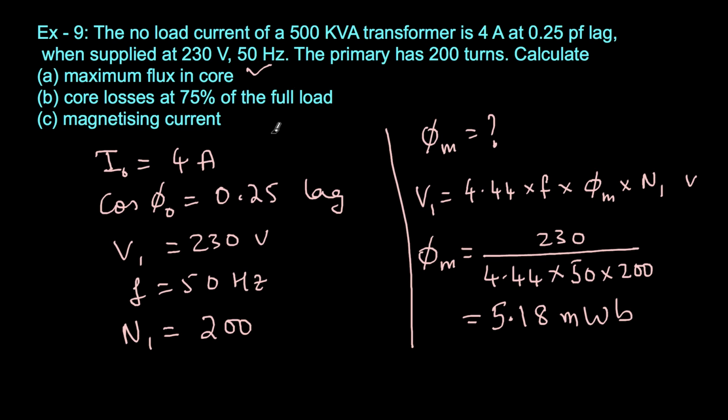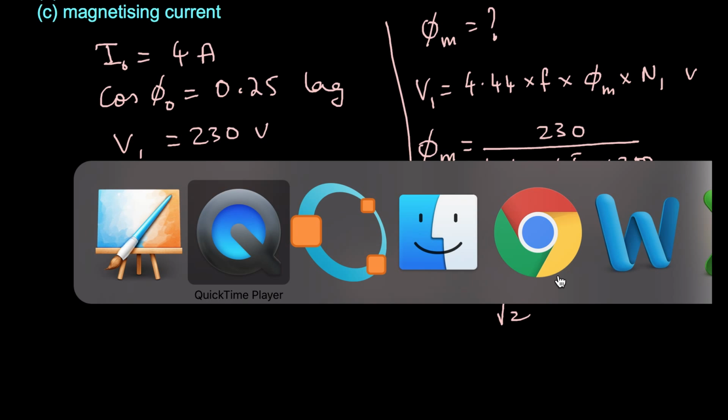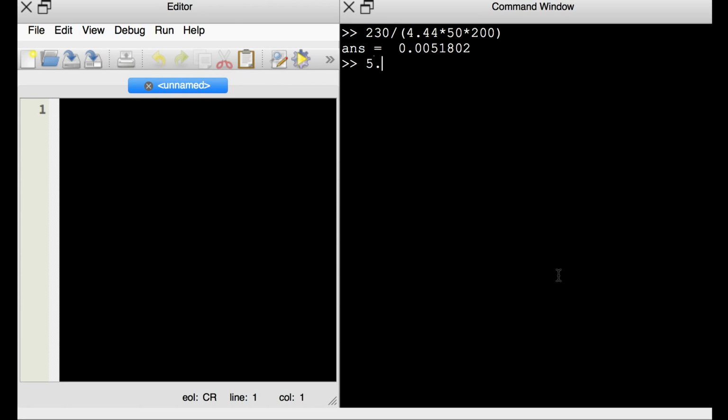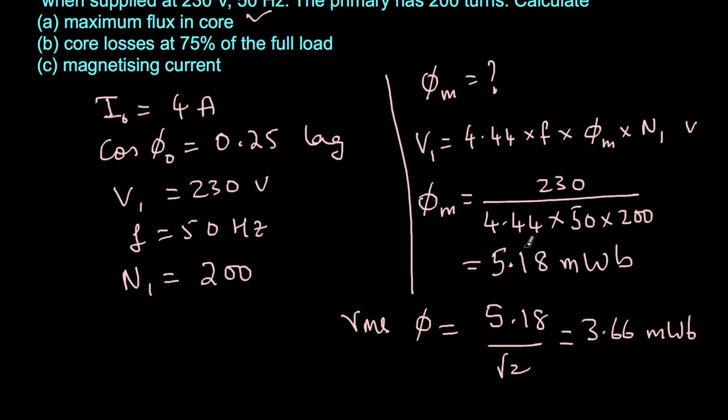This is a maximum flux. So what is the RMS value of the flux? So just for the fun. RMS flux is nothing but maximum flux divided by square root of 2. So that is, let's do it, 5.18 divided by square root of 2. So 3.6628, 3.66 milliwebers. So this is the RMS value of the flux. Although it is not asked, I just calculated.